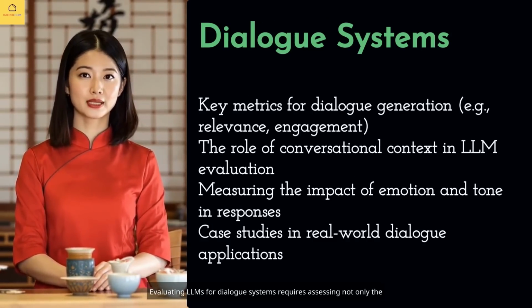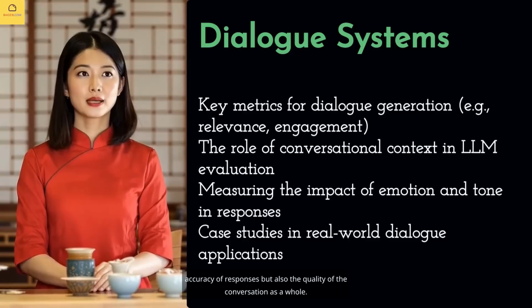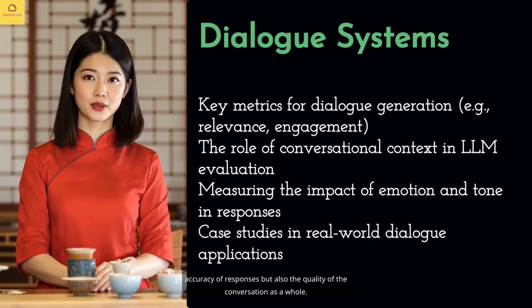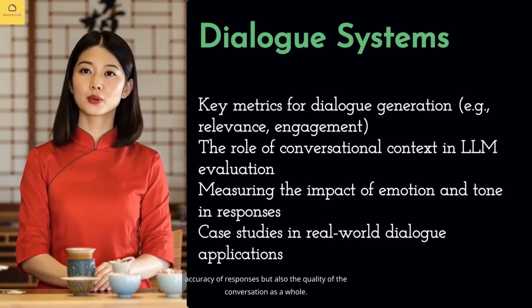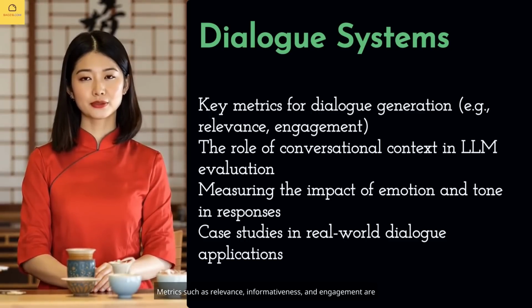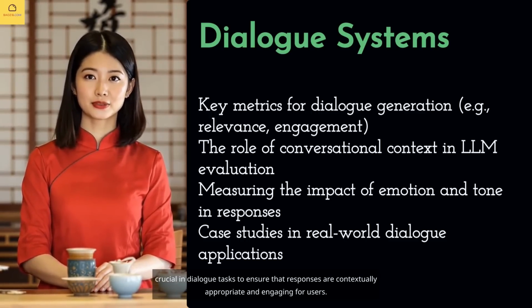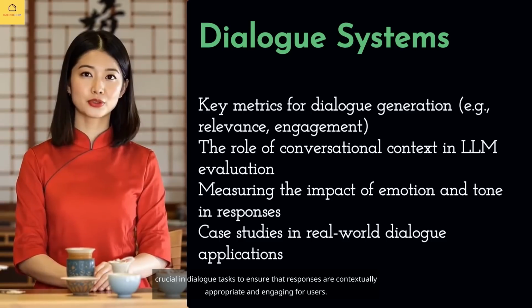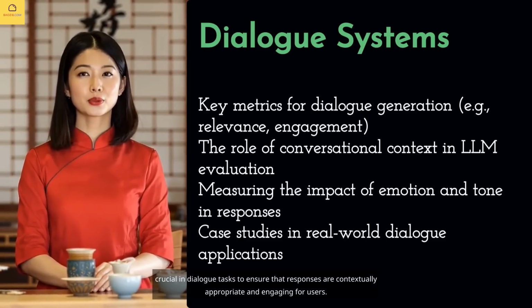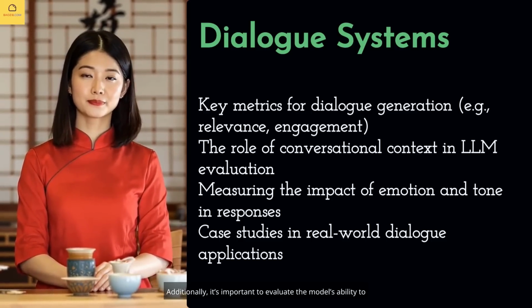Evaluating LLMs for dialogue systems requires assessing not only the accuracy of responses but also the quality of the conversation as a whole. Metrics such as relevance, informativeness, and engagement are crucial in dialogue tasks to ensure that responses are contextually appropriate and engaging for users.